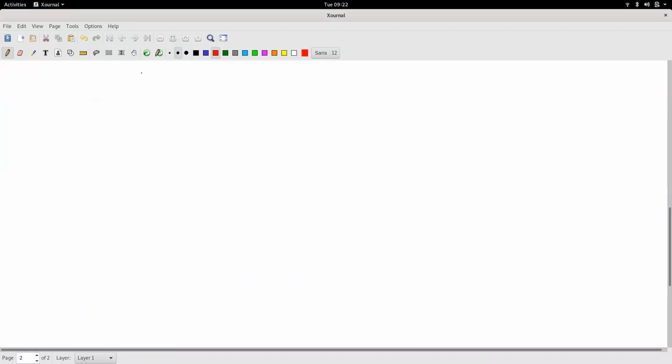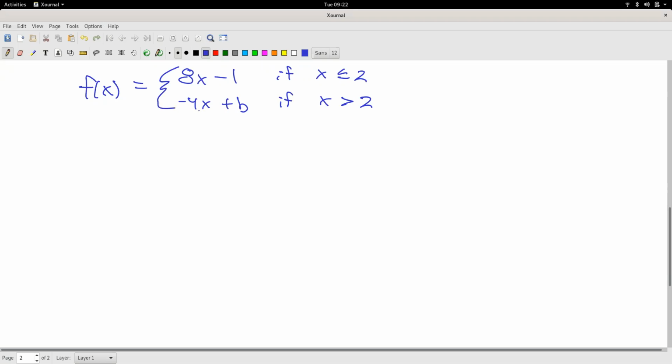So we've got the piecewise function f of x equals, and the first definition is we use the expression 8x minus 1 if x is less than or equal to 2, and then we use negative 4x plus b if x is greater than 2. And I'm going to make a rough sketch of what's happening here.